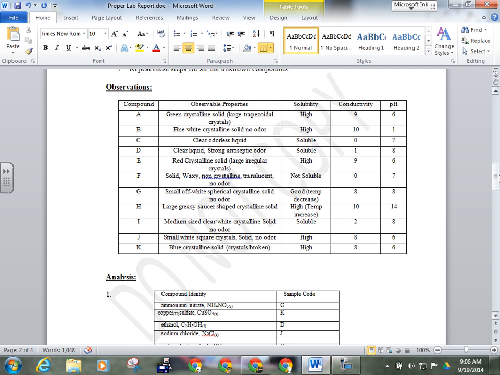J, small white square crystals, solid, no odor, high solubility, conductivity of 8, pH of 6. That was sodium chloride. And the blue crystalline solid was?